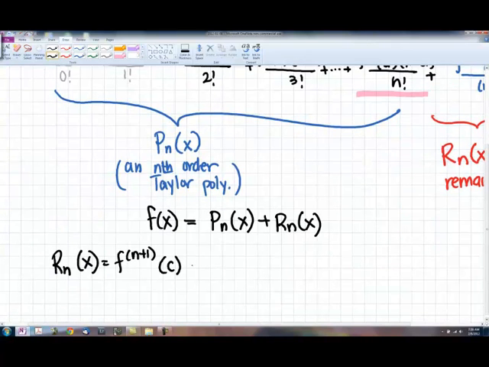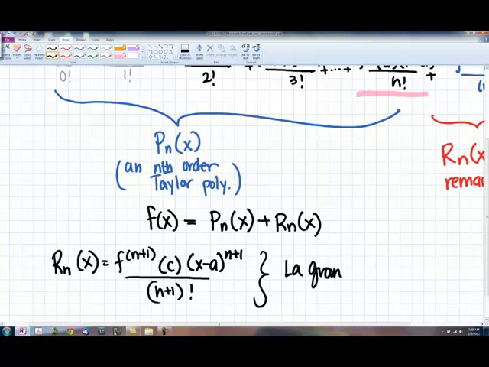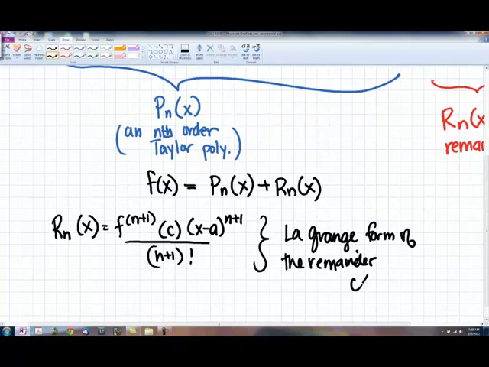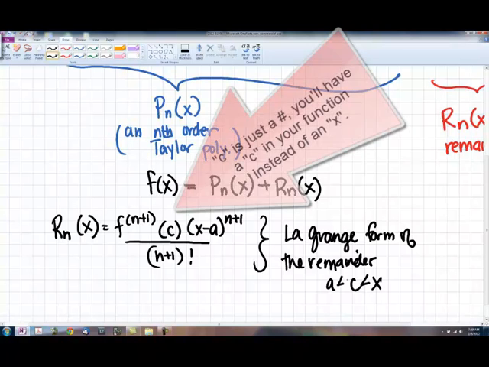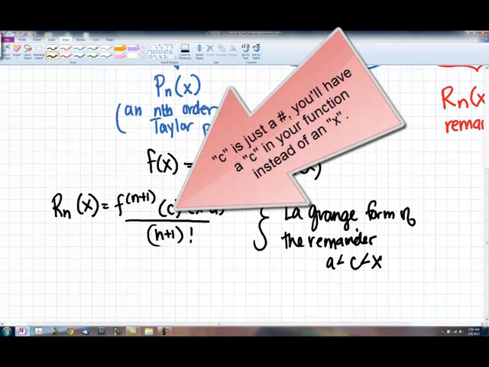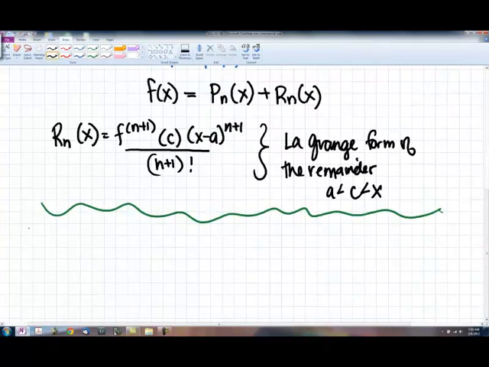And I'm going to put a c in here, and just bear with me for now why there's a c there. I'll explain that more tomorrow. This is what's called the Lagrange form of the remainder, where c is actually going to be some value between a and x. We're going to deal with the c stuff more tomorrow. Now this is going to bring us to something called the remainder estimation theorem.